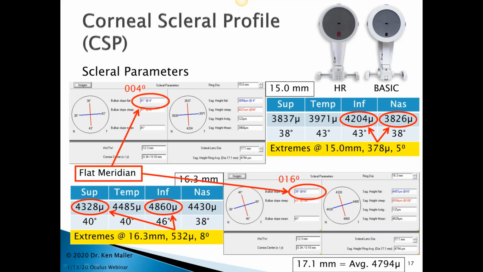Now, what it also does, and I think this is very important to understand, is at 15 millimeters, the flat meridian was at 4 degrees, but at 16.3 millimeters, the flat meridian is actually at 16 degrees. So we've actually had a shift of where the flat meridian is. And this really does go to illustrate exactly how oddly shaped these scleras can really be.